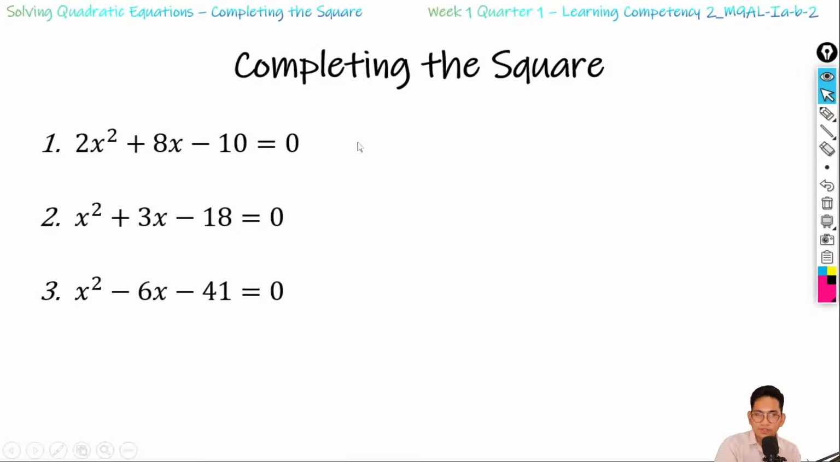So again, what is the first step? If a is not equal to 1, correct, we divide everything by that coefficient, which is 2. If in case this is 5, therefore we divide everything by 5. If that is negative 3, therefore we divide everything by negative 3. Dividing everything by 2, giving us x squared plus 4x minus 5 is equal to 0.